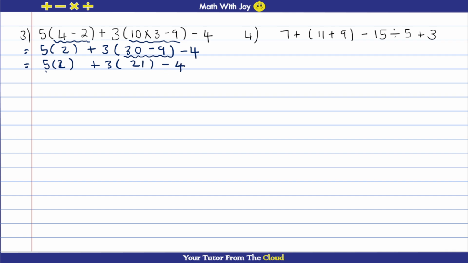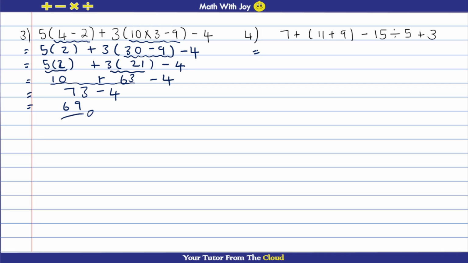Now I have the multiplications, which I can do simultaneously. So in the next sum, I have 5 times 2, which is 10, plus 3 times 21, that's going to be 63, minus 4. Again, we have pluses and minuses here, so I'll just do the plus. So 10 plus 63 will give us 73 minus 4. 73 minus 4 should be 69. And that's our final answer over there.